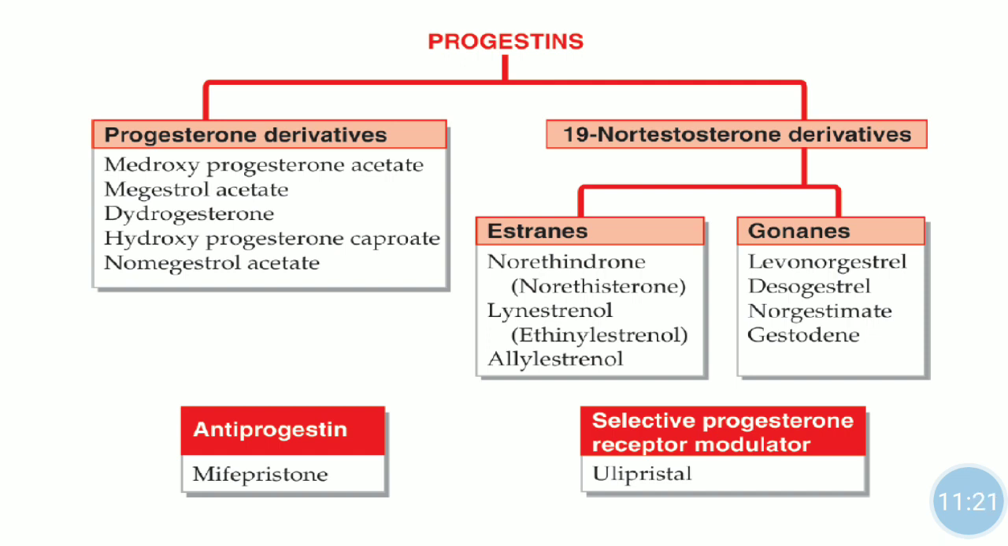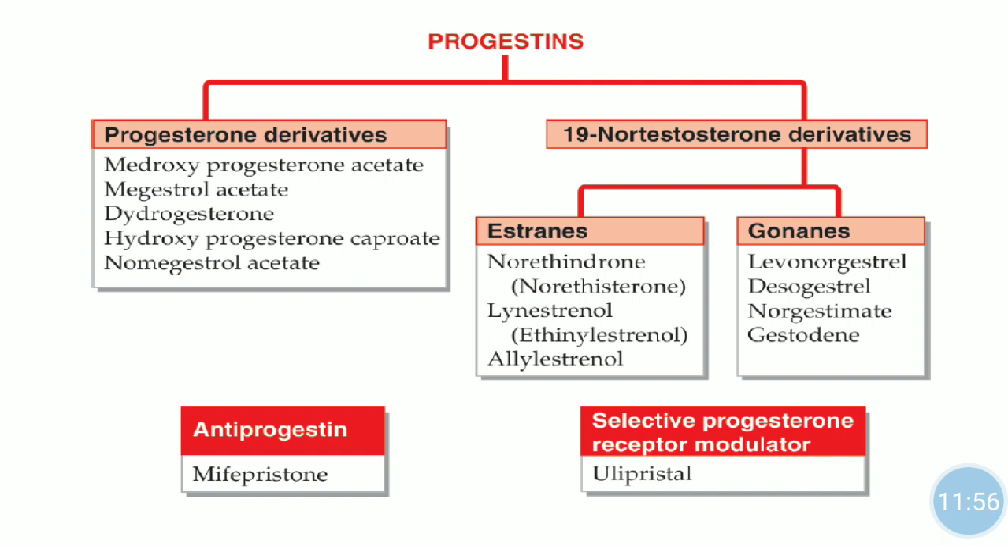Okay, let us look at the classification and some examples of progestins. Some of the derivatives of progesterone, we call them progestins. So in progestins, the first class is the progesterone derivatives, isn't it? Some of the examples are medroxyprogesterone acetate, then megestrol acetate, then dydrogesterone, isn't it? So these are some of the examples of progesterone derivatives.